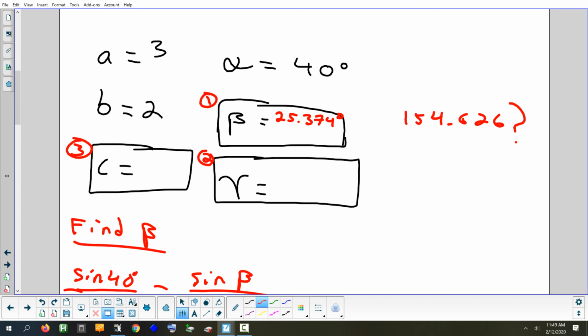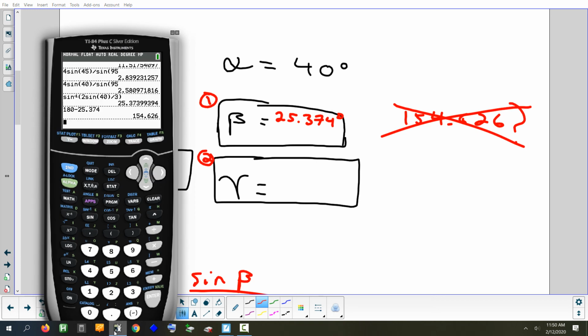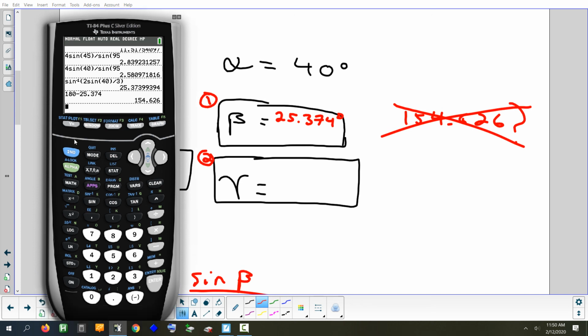So first of all, any question on how we got the 154? Okay, any question on how we know it doesn't work so we can cross it out? Because it doesn't work, there's only one answer for gamma, one answer for C. So, how can we get gamma now? What did the first two add up to? 65.374. So 180 minus 65.374. So now we've got gamma, and now the last row isn't empty. We've got something in it.